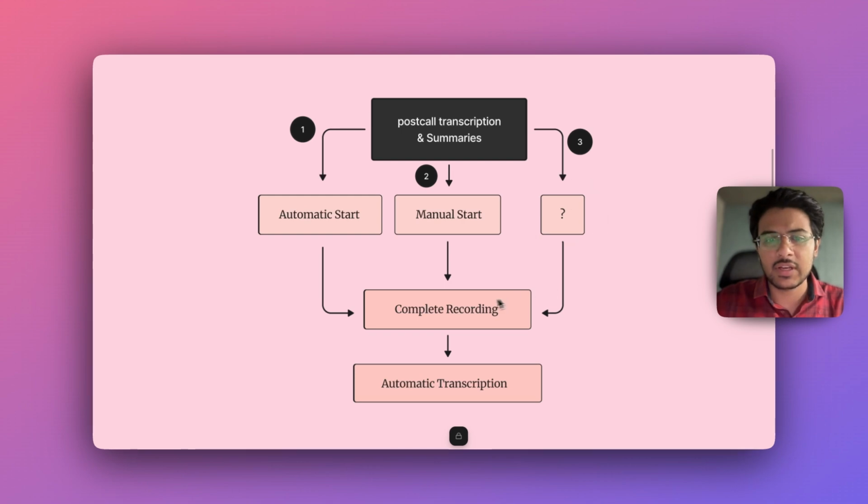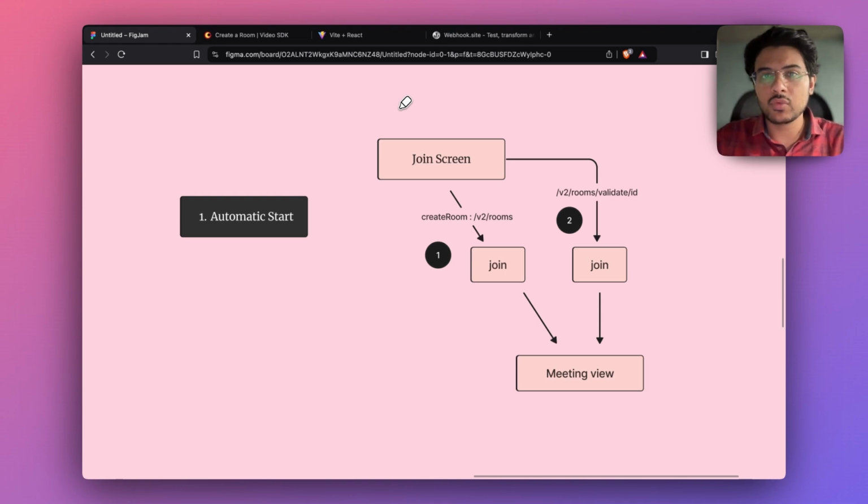The very first thing that will happen is recording. Once we have recording, we can add an option for auto transcription. So first, let's see how we can automatically enable transcription in our React application. For auto transcription to work, we can make a few changes to the create room API.